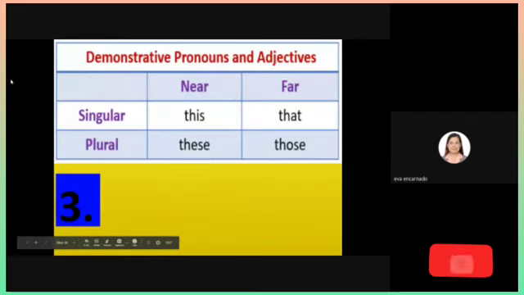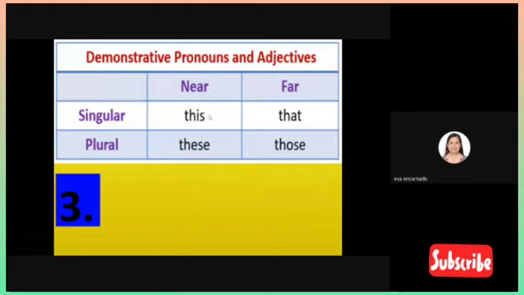Okay, so how are we gonna use this? Pag singular, you use this, di ba? Pag plural, these. When we are talking about things that are nearby to the person talking. Halimbawa, malapit sa'yo, this. This is my ballpen. Hawak ko yung ballpen sa kamay ko. Isa lang siya. Singular lang, this. Pag marami akong hawak na ballpen, 10, nasa kamay ko, halimbawa, or malapit sa akin, these are my ballpens. Pag malayo naman, that.